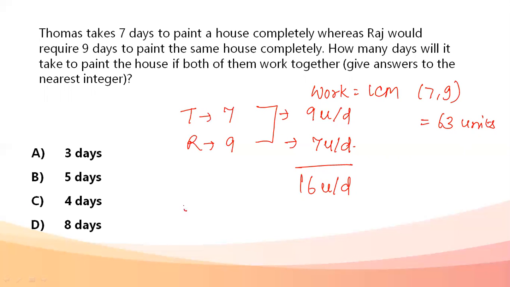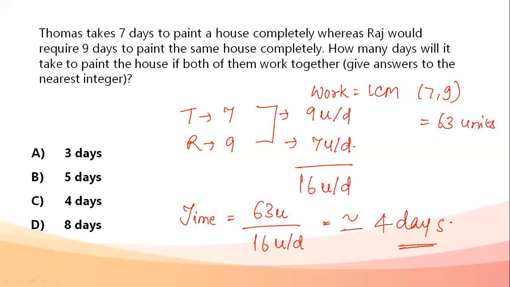Now, time taken: 63 units they have to do. They're doing 16 units per day. Time taken would be equal to 63 by 16, which you can say is approximately equal to 4 days. 16 times 4 is 64, so approximately the answer would come out to be 4 days. My answer is C, that is 4 days.